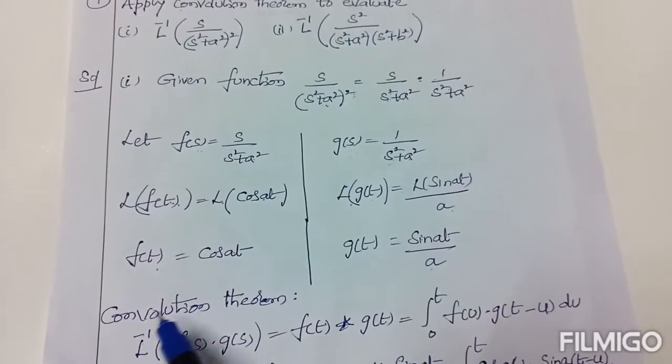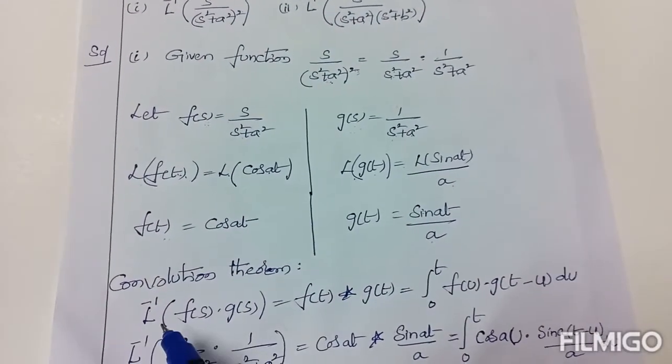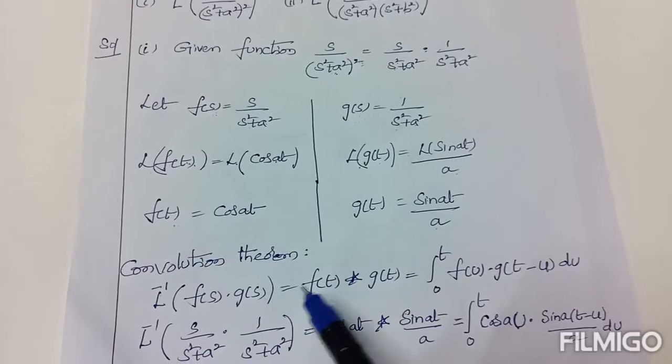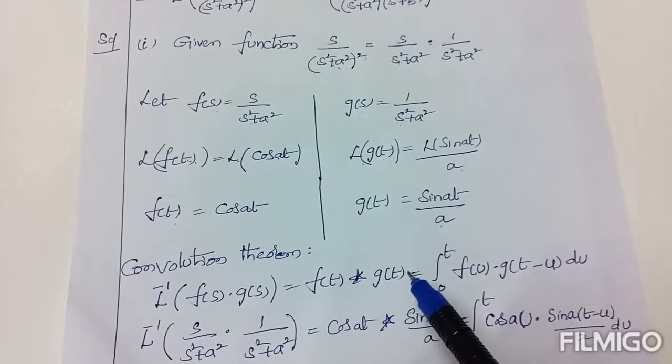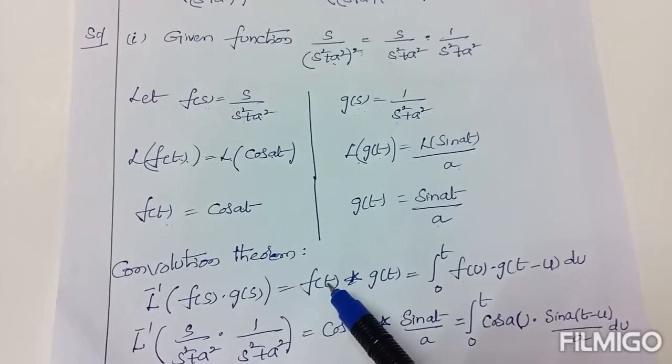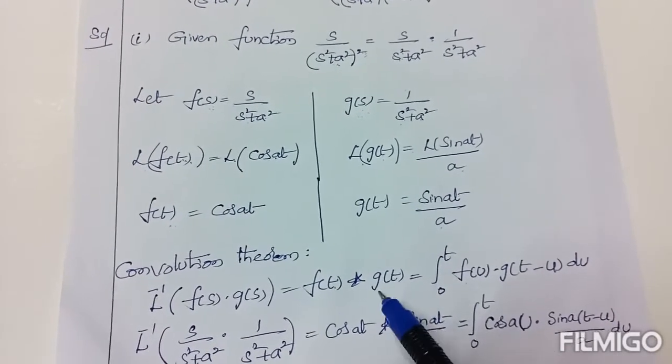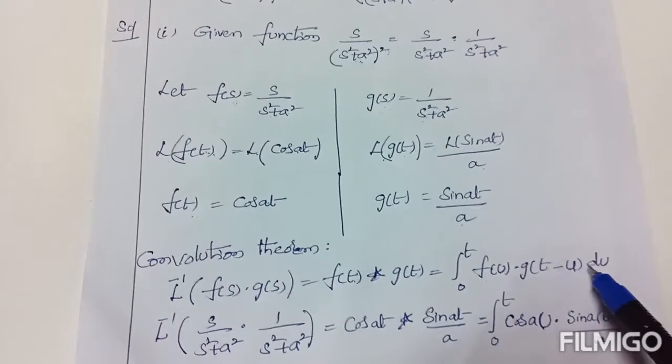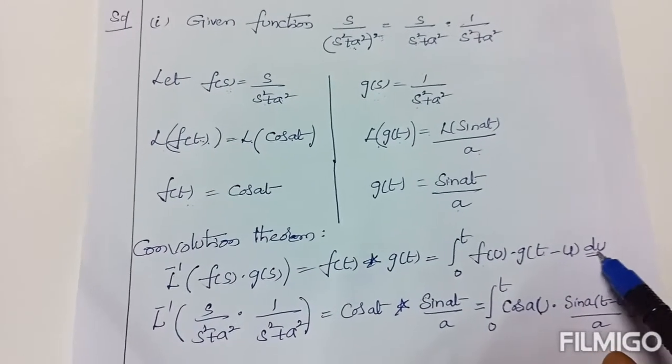Now take the statement of the convolution theorem. L inverse of F(s) G(s) equals f(t) star g(t), equals the integral from 0 to t of f(u), where the first function's t is replaced by u, times g(t minus u), where the second function's t is replaced by t minus u, du, integration with respect to u.